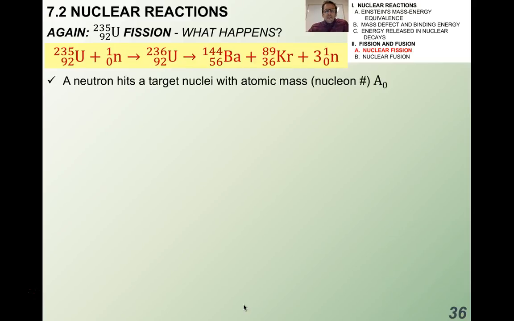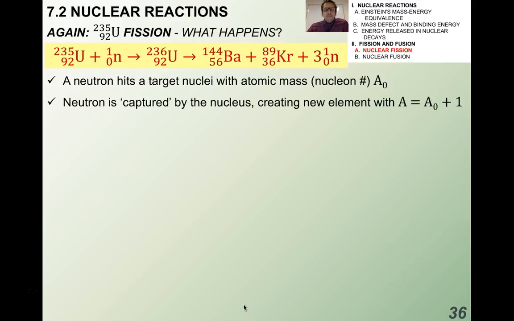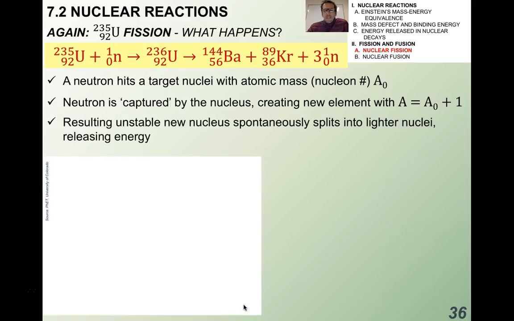All right, so what exactly happens? Well, you have a neutron that hits a target nucleus with an atomic mass number, A0. That neutron is captured by the nucleus, and what happens is then a new element is created because that atomic mass number changes, and of course that's what determines what an atom is on the periodic table.